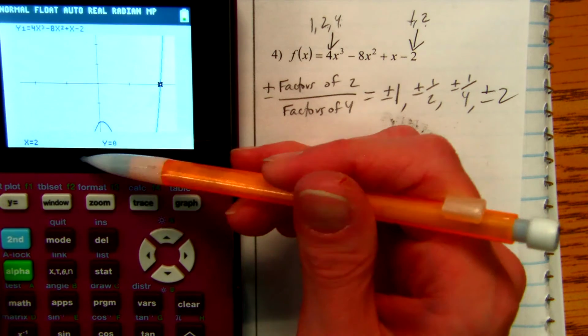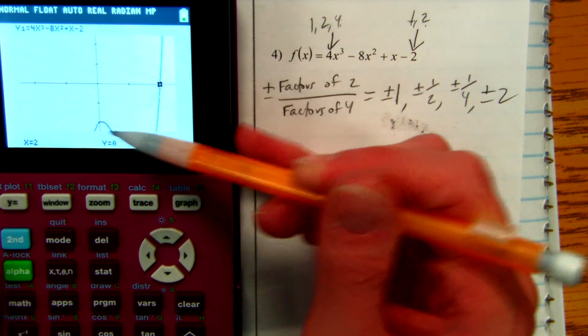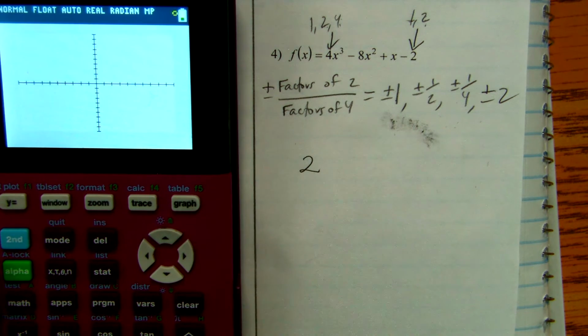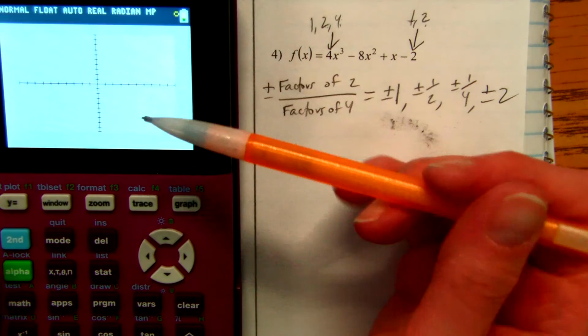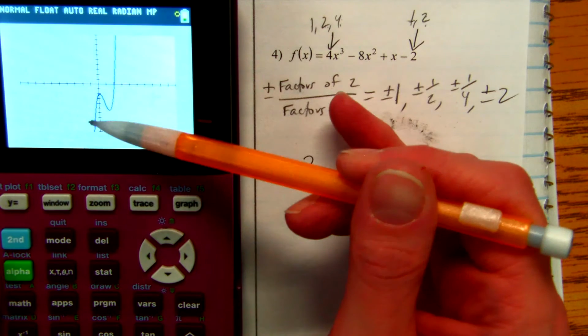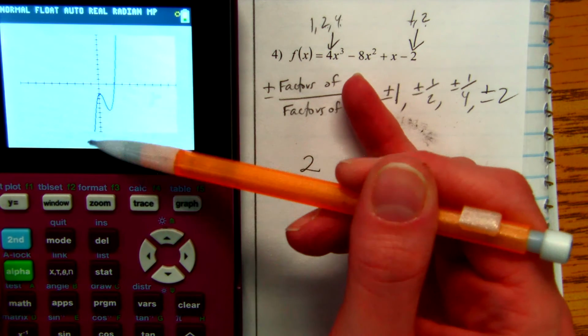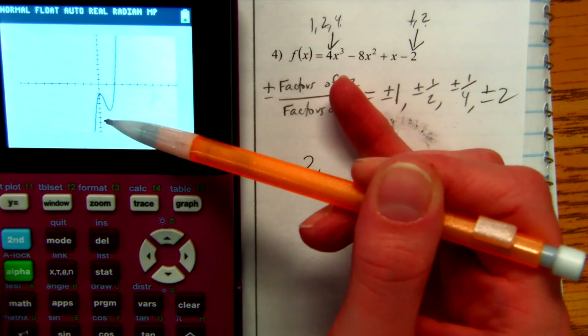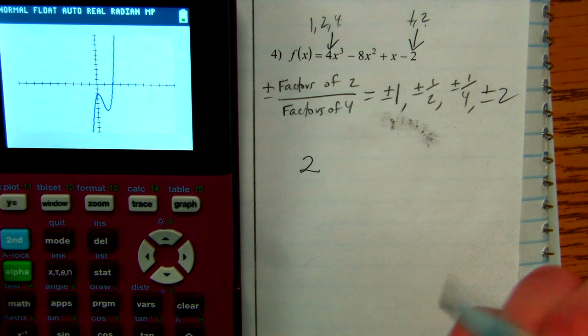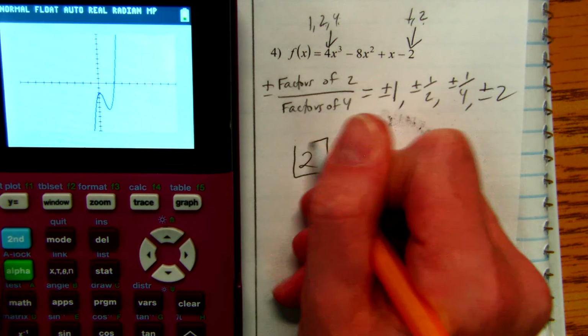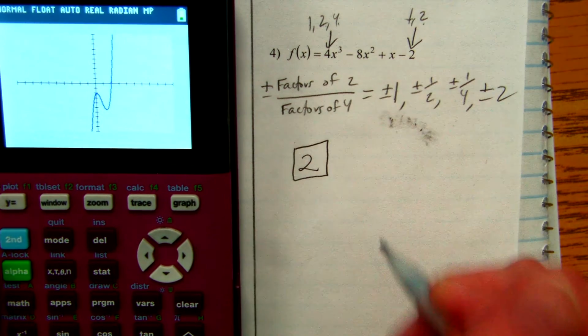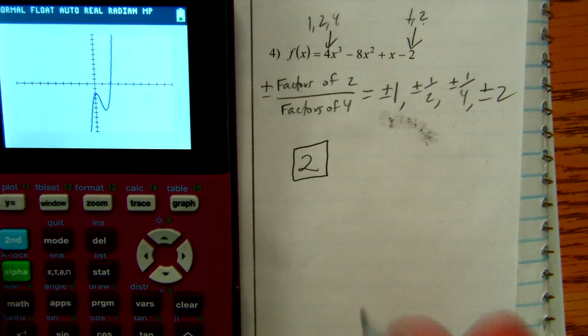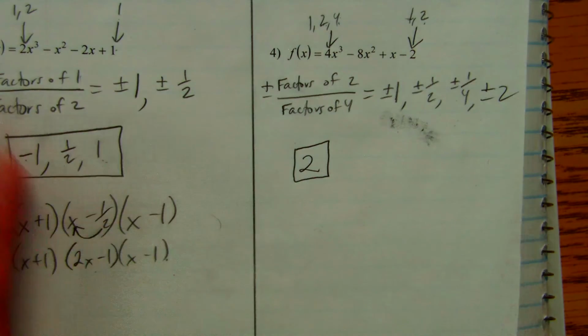And you can kind of see this other little loop over here. If I go back to a standard window, you'll be able to see that it doesn't come up far enough for this other little piece to hit the x-axis. What that means is for this little part of the graph, we're going to get 2 imaginary roots. So 2 is one of my answers. I'm going to write it down. I'm going to box it. I know that is the only rational root that's going to work.